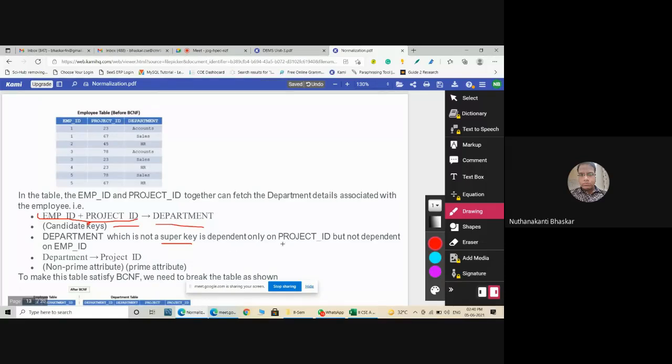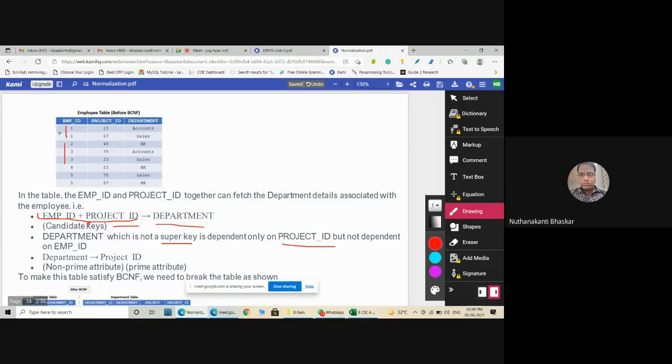So it must be depending on the project ID. Exactly, it must be depending on the project ID along with the employee ID. Anyway, employee ID is the primary key, if you feel. But here it is not a primary key because the same values appear more than one time. So it is not a primary key. But project ID and employee ID together form a candidate key.